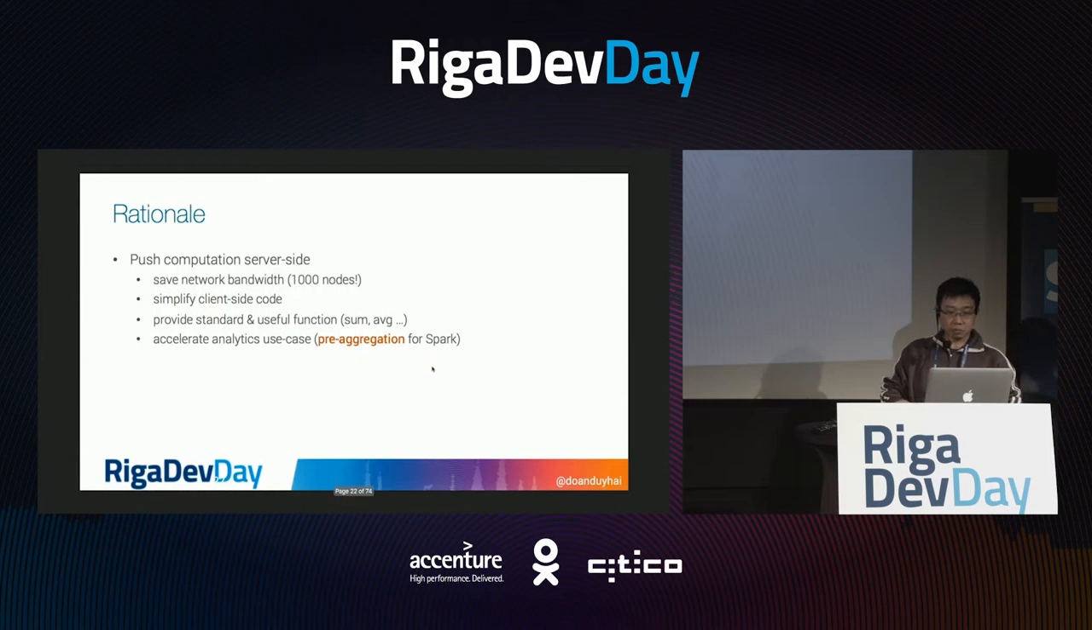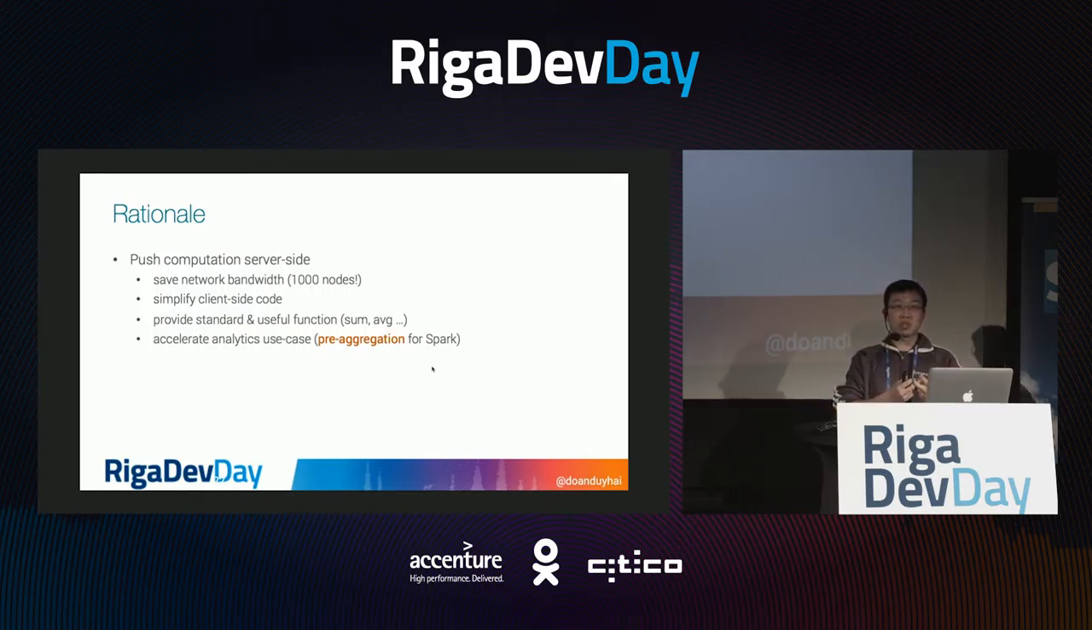User-defined function. New feature. The idea is I want to be able, for simple transformation, to push the computation to the server. Because, for example, if I want to do some formatting, lowercase, uppercase, to a string, you can fetch data. Or if you want to do a sum, you can fetch all the data to the client side and then do a sum yourself. Very easy. Problem is, if you have a cluster of 1,000 nodes, it costs you a lot of network traffic. So it's better to push the computation to the cluster.